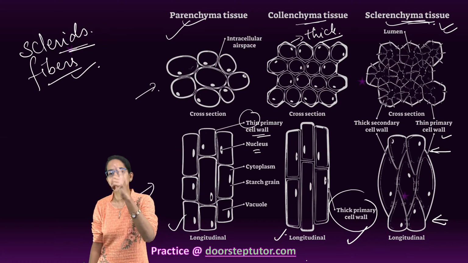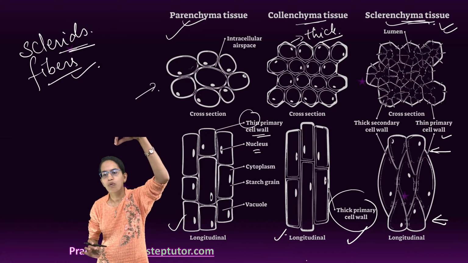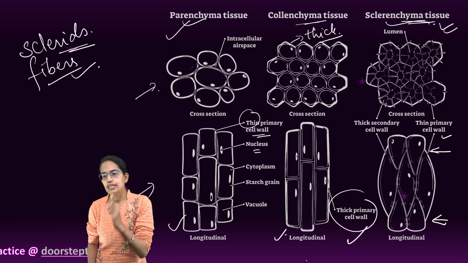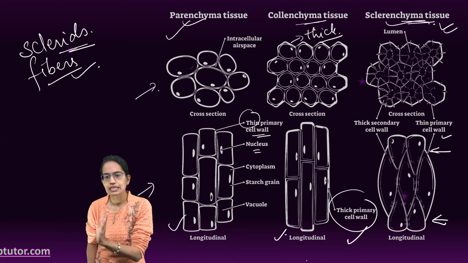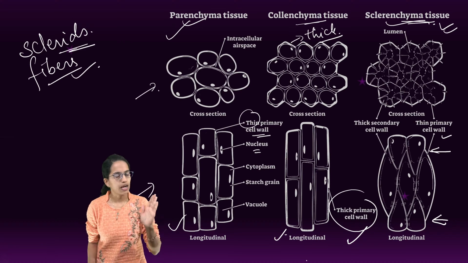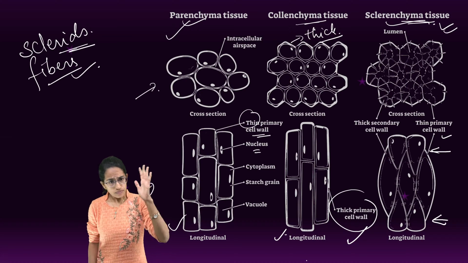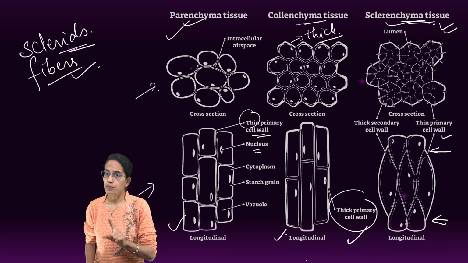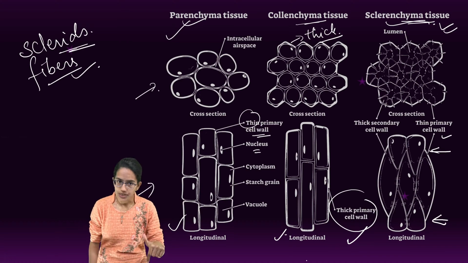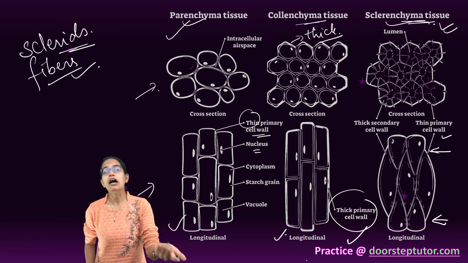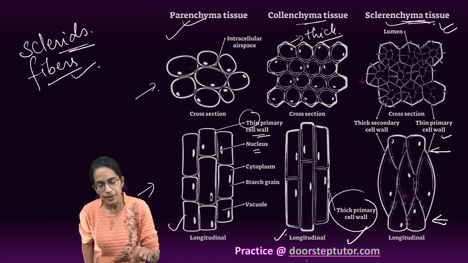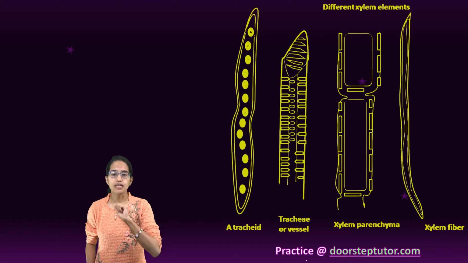However, sclerenchyma tapers at both the ends. So that is a classic characteristic which makes it different from parenchyma and collenchyma. So we are all done with supportive tissue. We have completed protective tissue, supportive tissue. Now coming on to permanent tissues which are complex in nature.